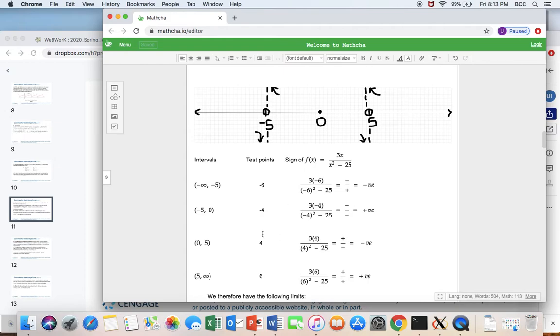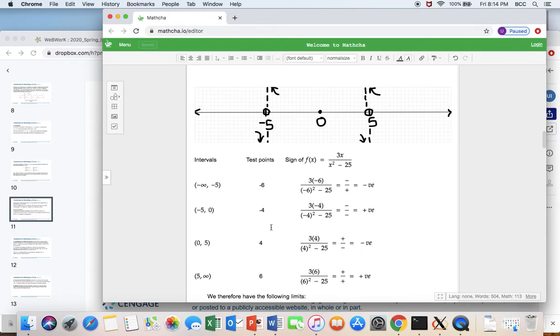Now plug these test points into your function. Where I see x, I plug in negative 6. Mind you, keep track of the signs and parentheses. I don't care about the entire value, I just want to know the sign. Upstairs is going to be a negative. Downstairs, this is going to be a positive 36 minus 25, so overall a positive. So overall, the fraction is going to be a negative.